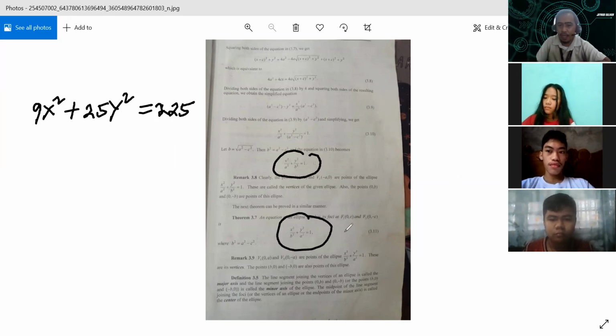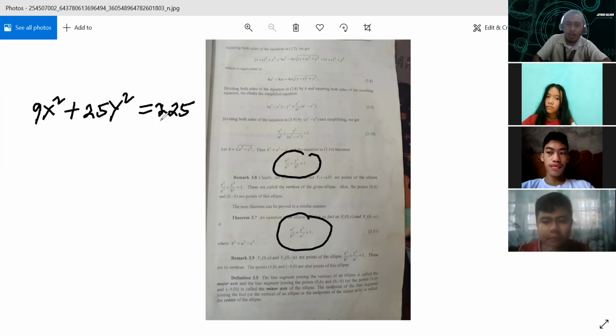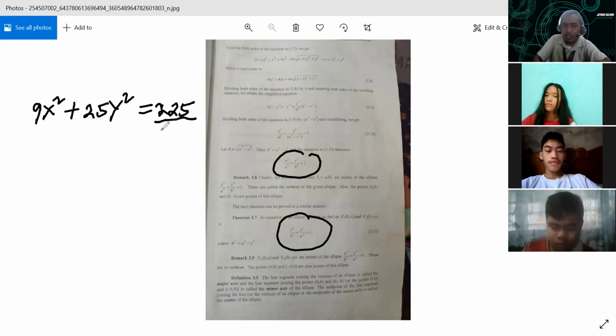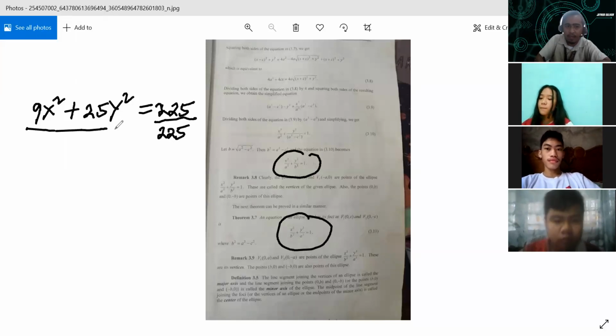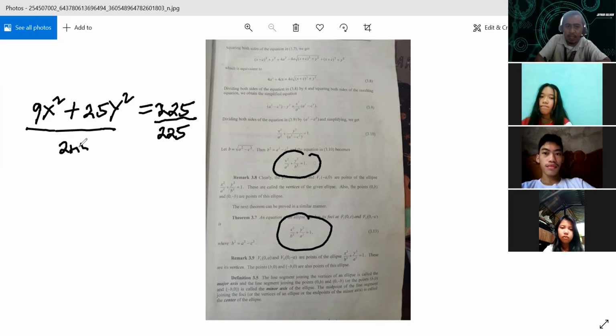First step, as you observe, the right side in your standard form must be 1. So the very first step that you will do is to make the right side 1. And the only way to do it is by dividing by 225. Do you agree with me? Yes, sir.